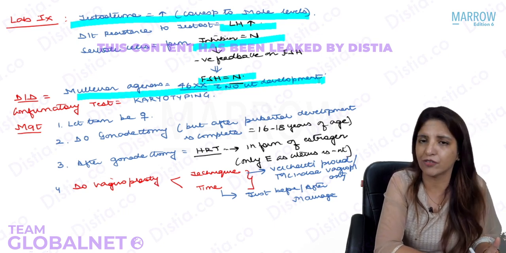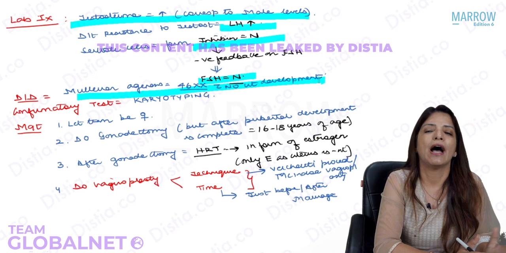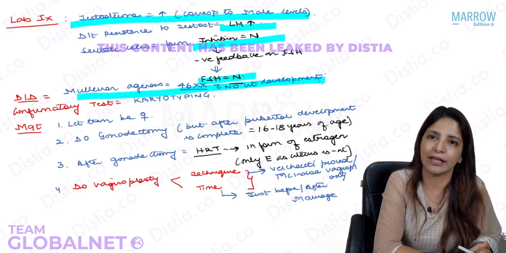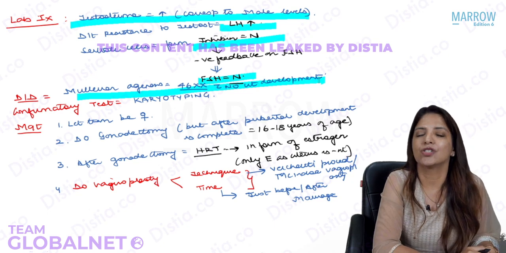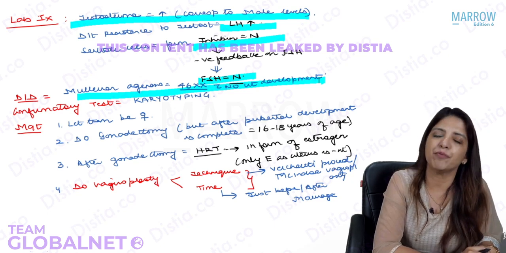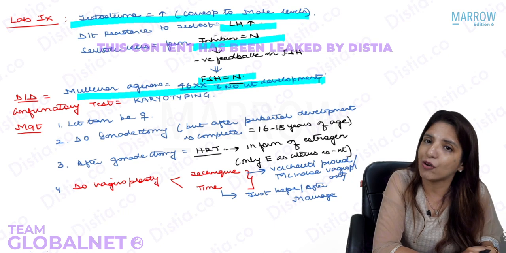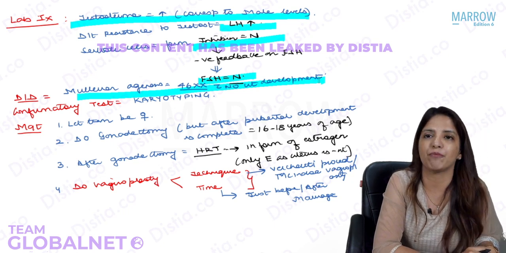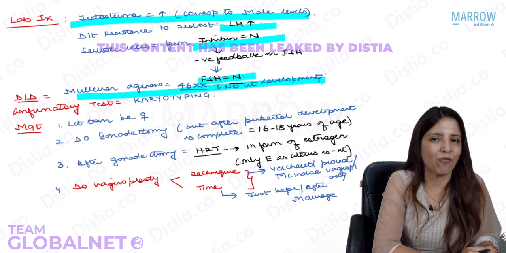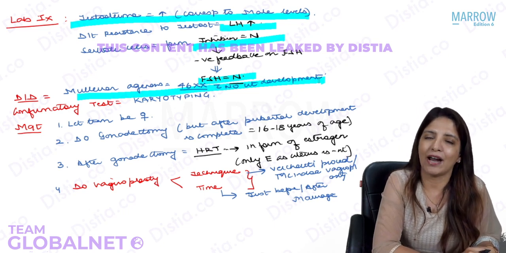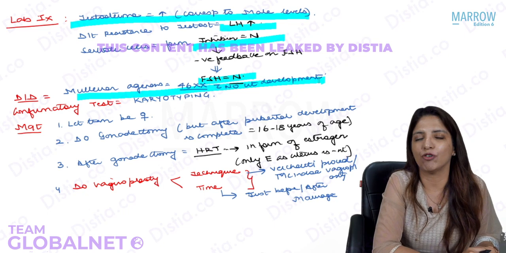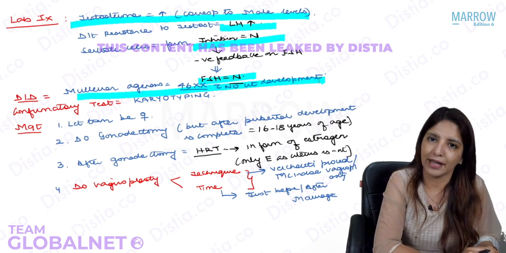After this topic, after androgen insensitivity syndrome, I'm going to talk to you about Mullerian agenesis. Now, in Mullerian agenesis, the genotype is 46XX. In androgen insensitivity syndrome, the genotype is 46XY. So if I ask you what is the confirmatory test for androgen insensitivity syndrome, the confirmatory test is karyotyping.